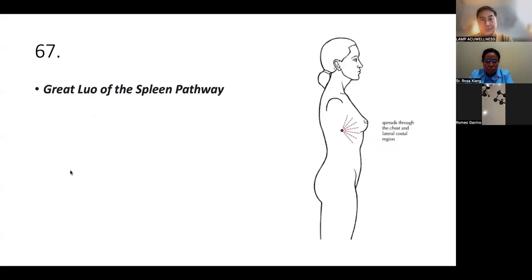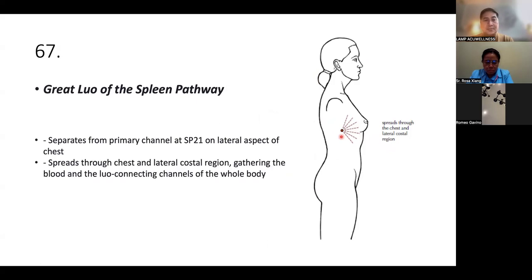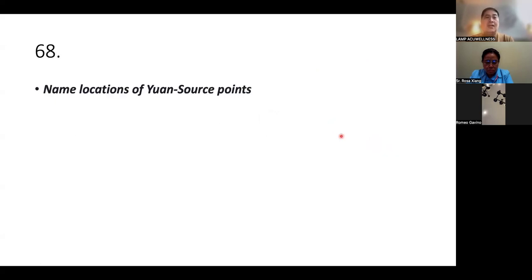Great luo of the spleen pathway. Separates from the primary channel at spleen 21 on the lateral aspect of the chest and then spreads through the chest and lateral costal region, gathering the blood and the Luo-Connecting channels of the whole body. Okay. Name the locations. I have no answer on the next three questions.